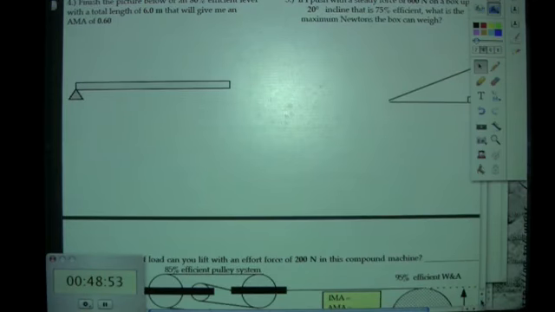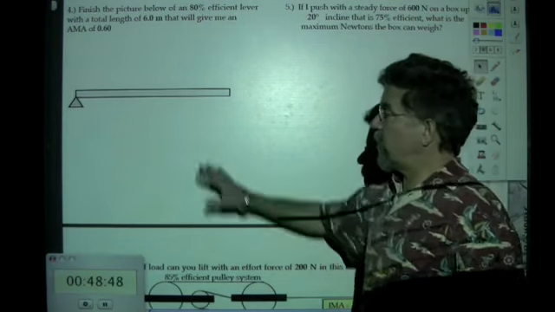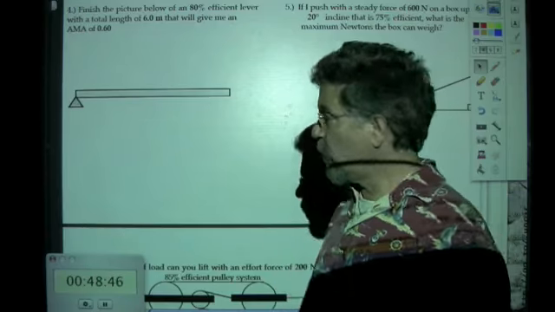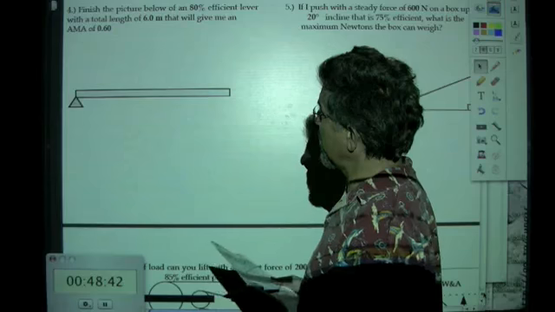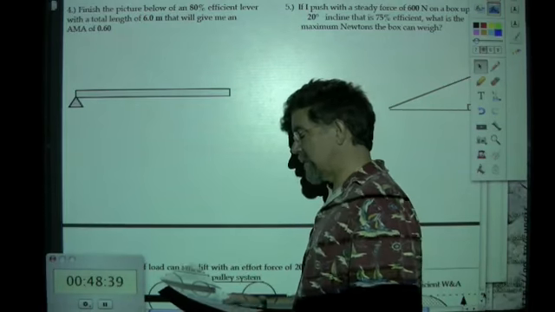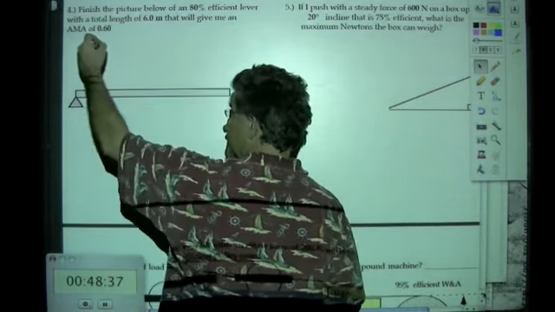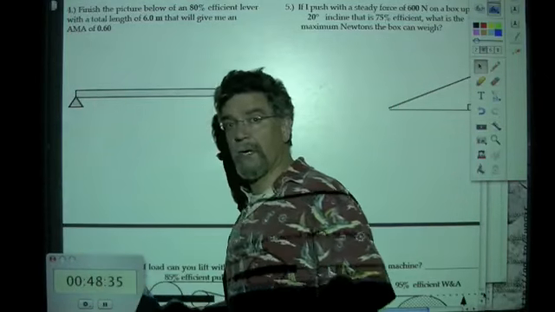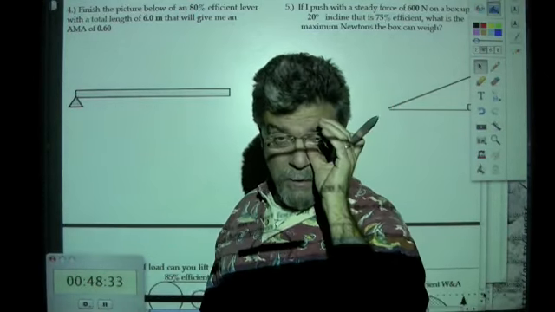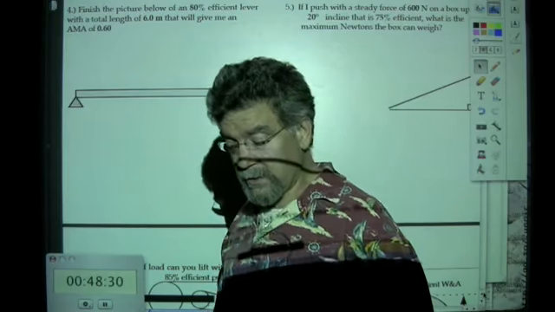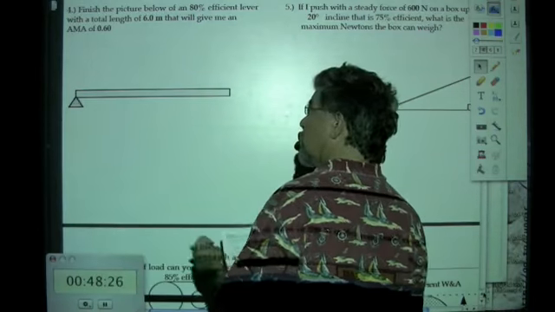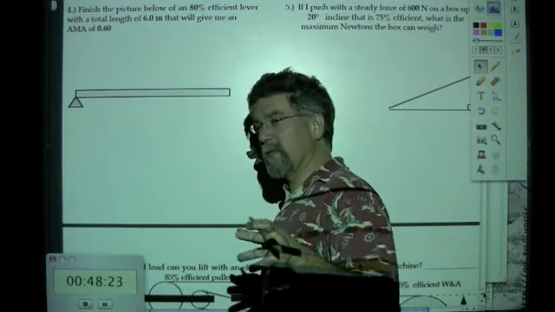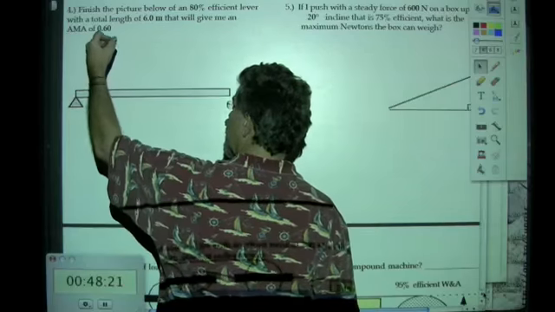All right, let's go to 4 and 5. You guys hate these kind of problems. Number 4 is where you have an 80% efficient lever, with a total length of 6 meters, and an AMA of 0.6. You get all these kinds of equations, and you're not going to get these on an equation sheet. I don't think I'll get an equation sheet to you in time. So you have to know a few of these little things to be able to work them. We've worked them quite a bit now.